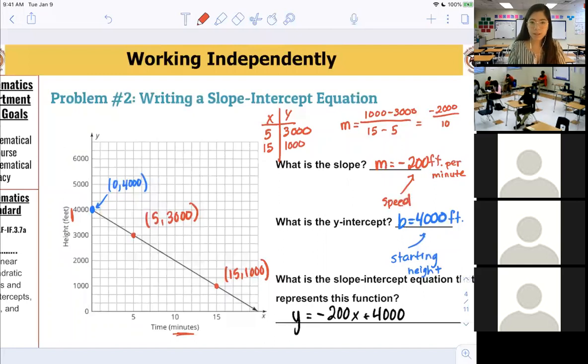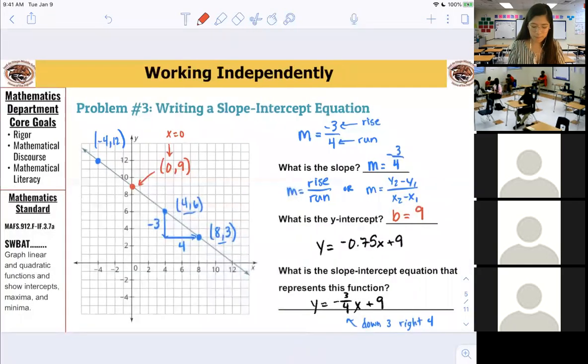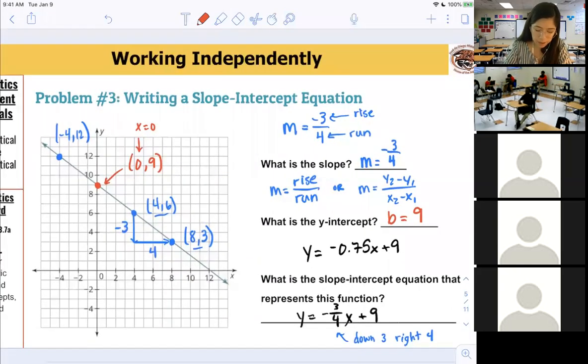All right. Number 3, I kind of did this one with group 1. So I'm gonna do it kind of quickly, but for this one, we did rise over run instead of the formula. And I picked 2 perfect points, and then I had to count how far down I had to go and how far to the right I had to go. And remember, when you go down, it's negative. So it was negative 3 over positive 4, and that was my slope.